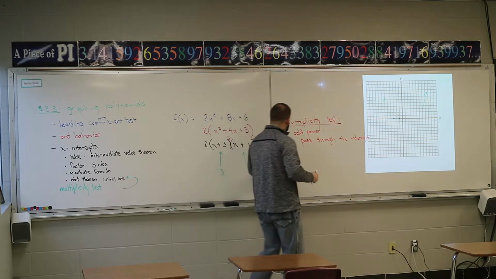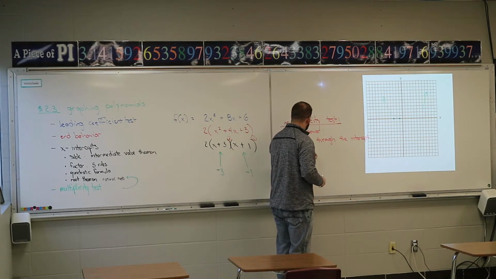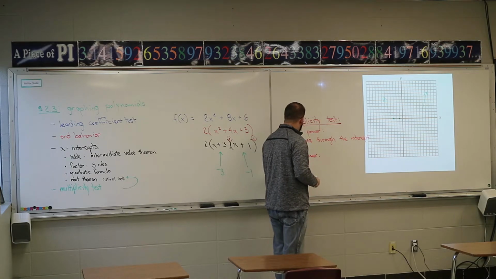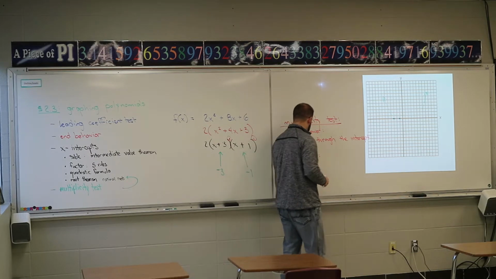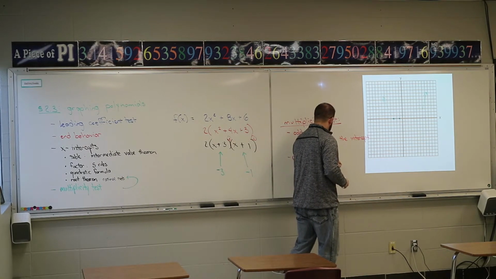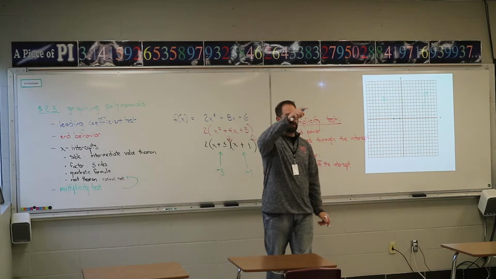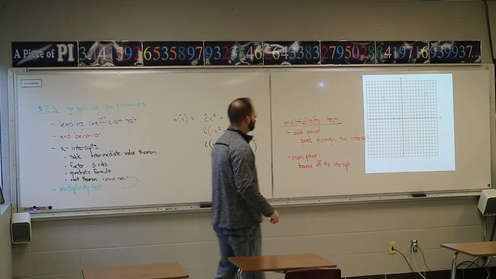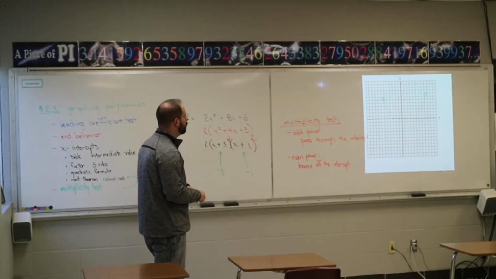If your power is even, it will bounce off of that intercept. That means it will literally come up to that intercept and turn around without looking like it passes through it. I'll give you an example back here in a second. We'll do another one.